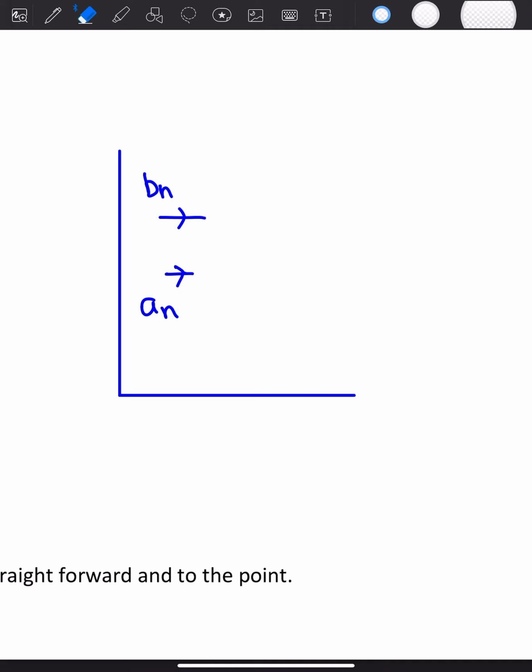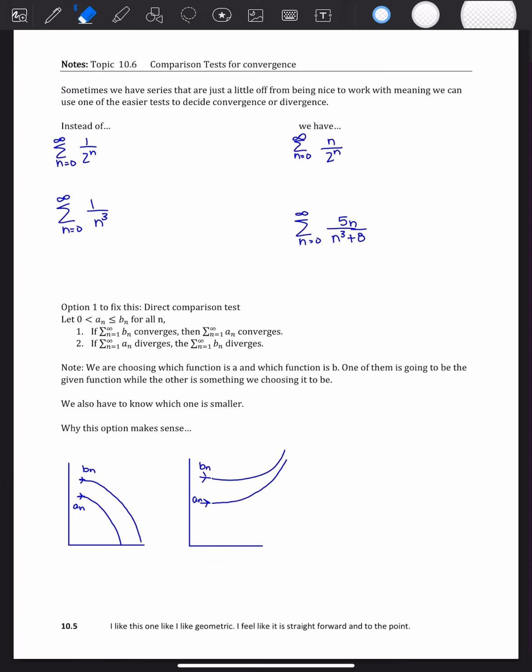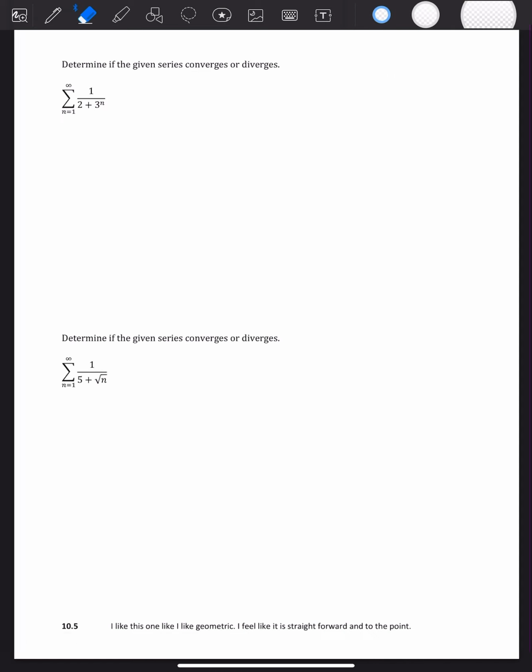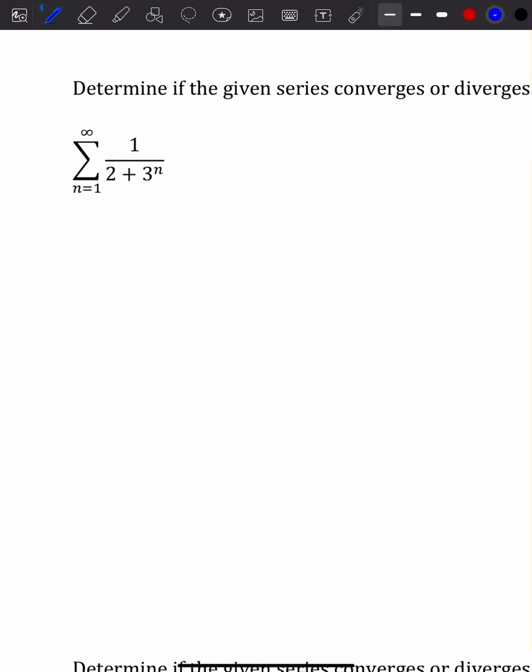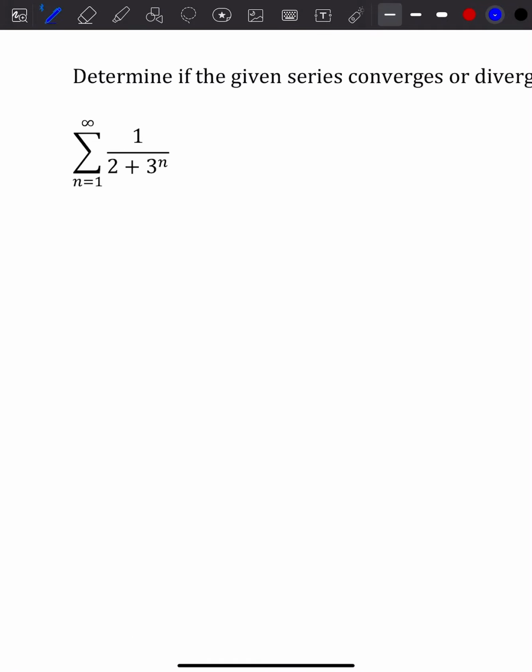So when we're looking at this, we kind of want to think of it as airplanes to help us decide or remember which one goes with which. So we're going to look at this first problem and decide what's going on with it. So we have the summation from 1 to infinity of 1 over 2 plus 3 to the n power.